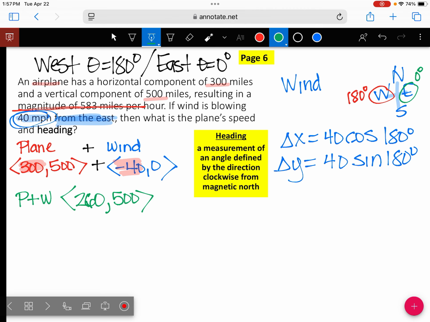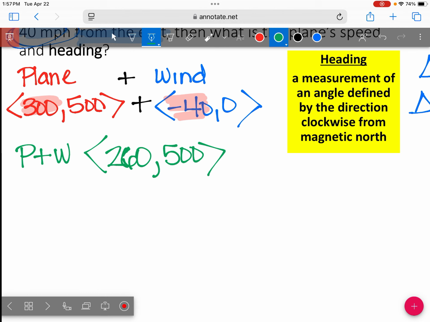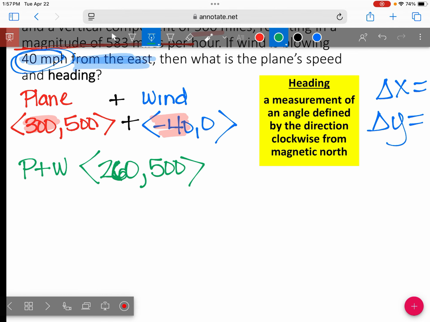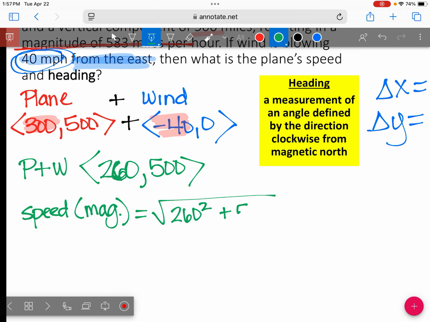So I want you to use these two numbers. These are the numbers I'm going to use to find my magnitude. It's asking for speed. To find speed, we use our magnitude formula. So I'm going to take the square root of 260 squared plus 500 squared. Go ahead and see what you get. Type that in your calculator.